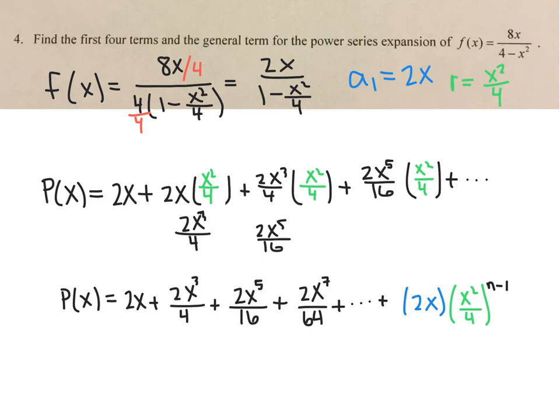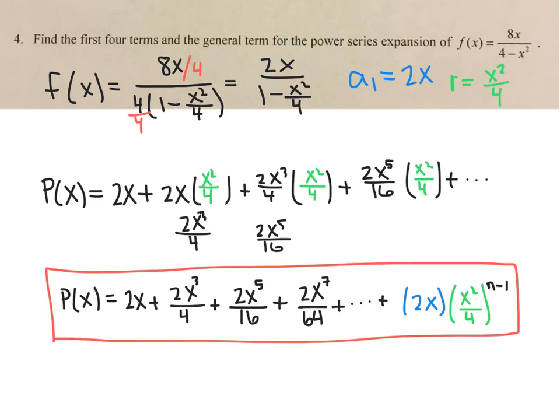Look it over. How'd you do? There's my A sub 1. That's not alternating, so there's only 2 parts. My A sub 1 and my r to the n minus 1. And there you have it.